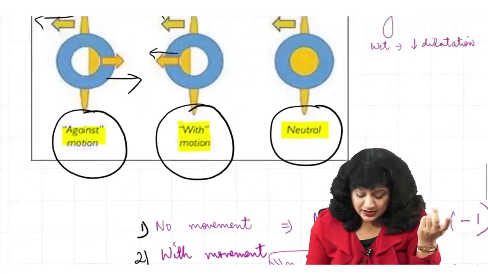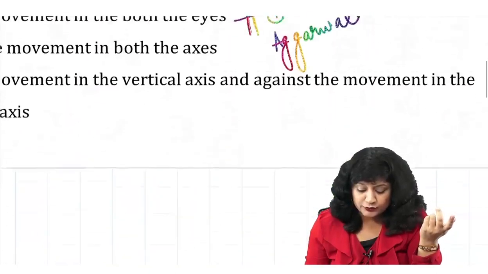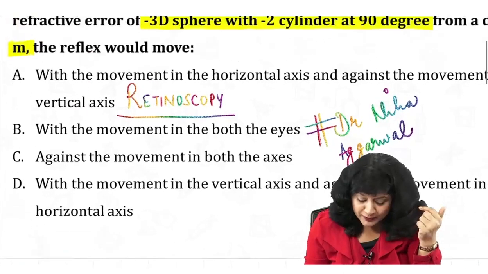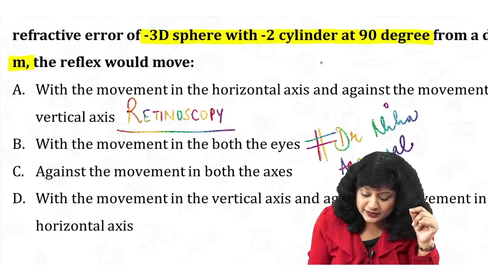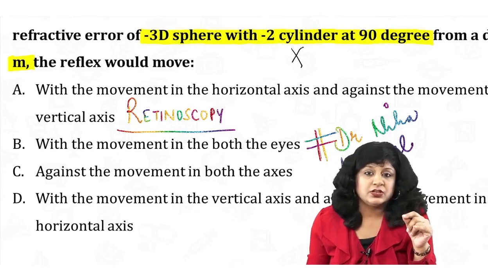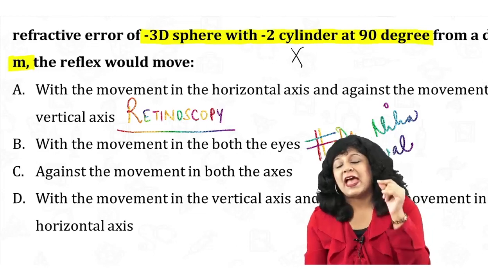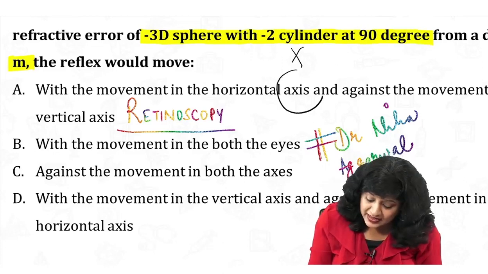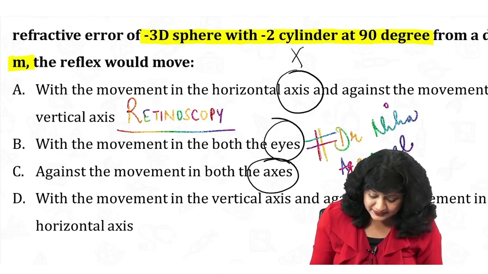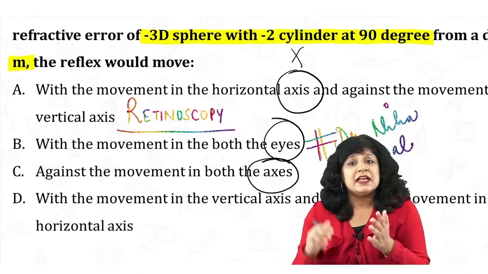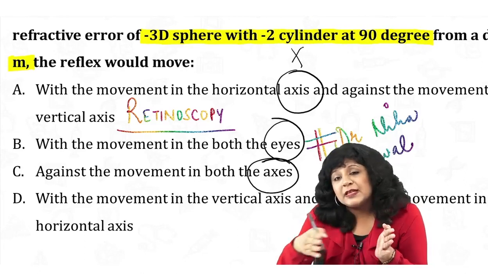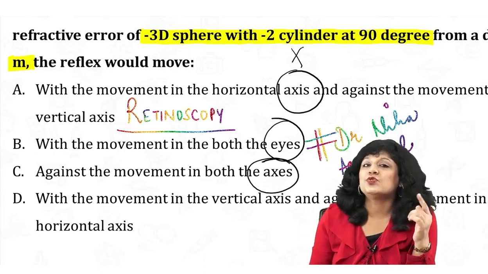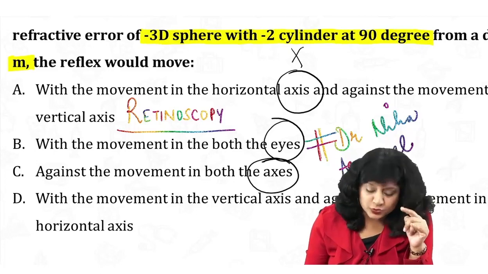In this question they are asking what kind of movement the patient will be having. Okay, so what kind of movement the patient is having, for this you cannot tell directly from this refractive error. You have to actually convert it into retinoscopic finding, because they are asking you in different planes, different axes, right? So if they are asking what will be the movement in different axes, you will have to first convert this refractive error into retinoscopic finding. So let's see how to do that.